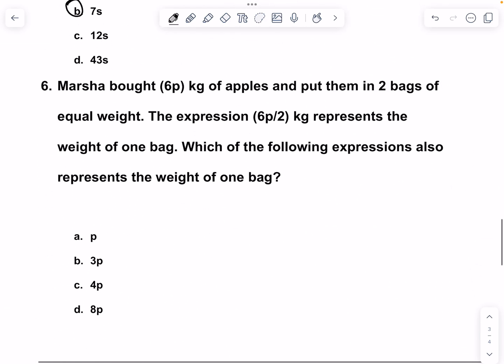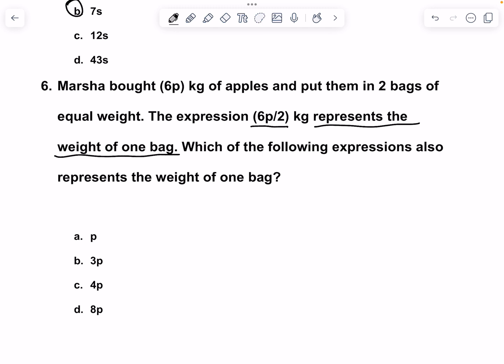Okay, number 6. Marsha put 6 kilograms of apples in 2 bags of equal weight. The expression 6p over 2 represents the weight in one bag. Which of the following expressions also represents the weight of one bag? So once again, we would just simplify. 6p over 2 would be equal to 3p. So our answer would be B.